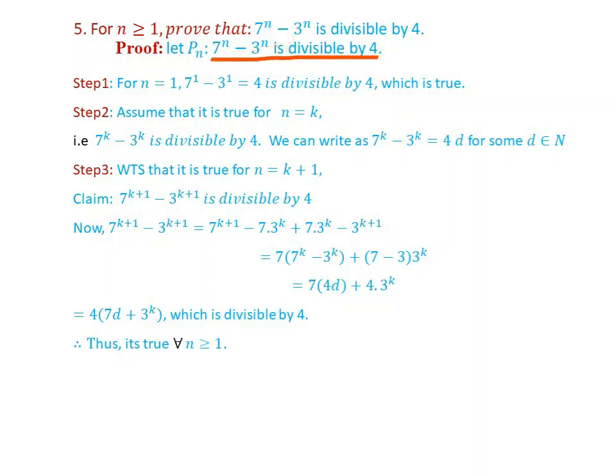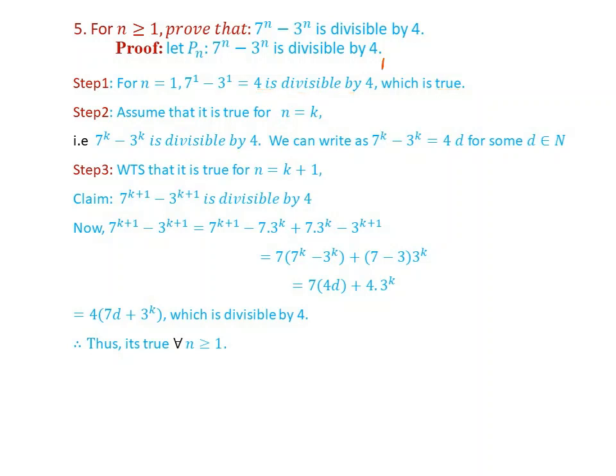By using the principle of mathematical induction, step 1: for n is equals 1. Substituting n equals 1, we get 7 to the power of 1 minus 3 to the power of 1, which is 4. 4 is divisible by 4, which is true.